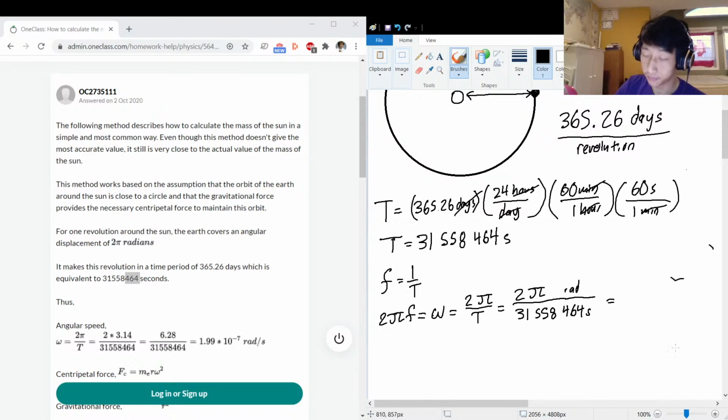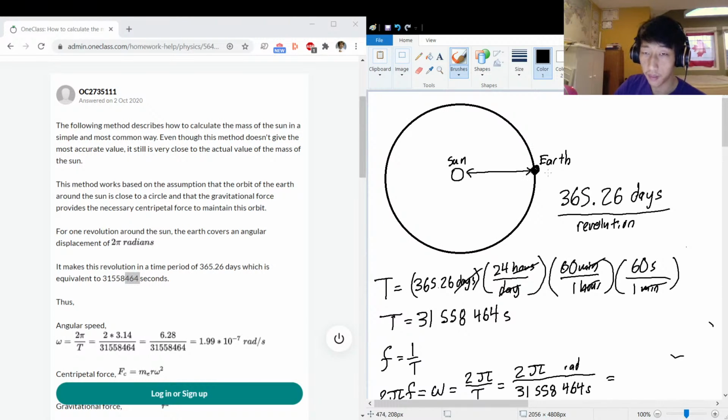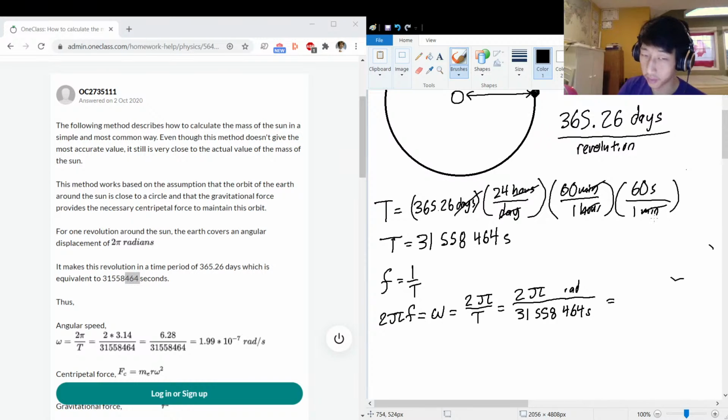So let's say if we go back to the diagram, if we start here and get to one way around, it's basically just going to tell us how much our angle is going to increase every second. That's what the angular velocity is telling us. So this would be 1.99 times 10 to the negative 7 radians per second.